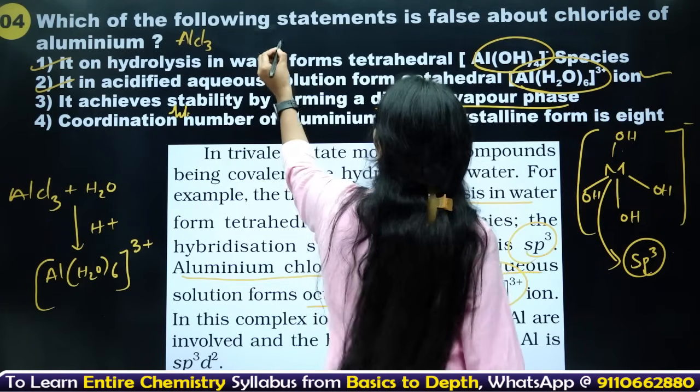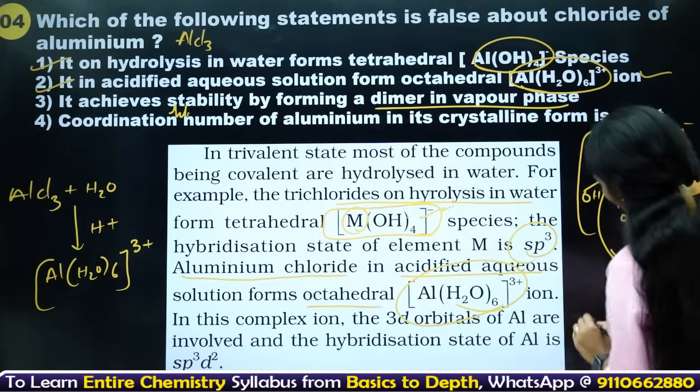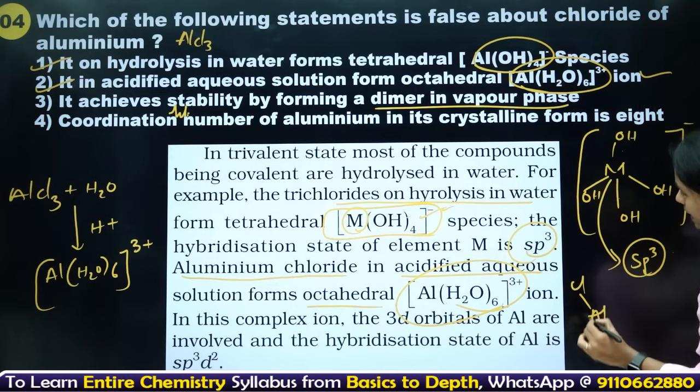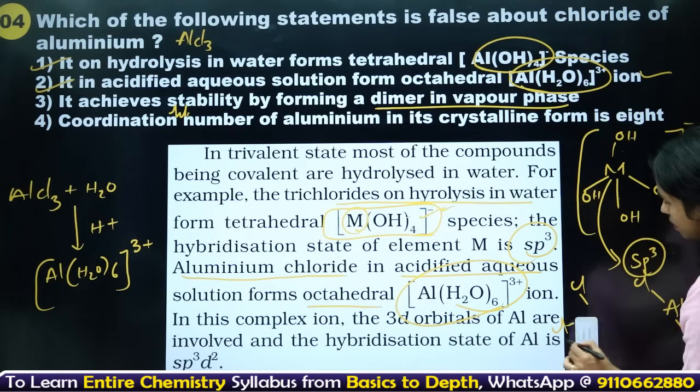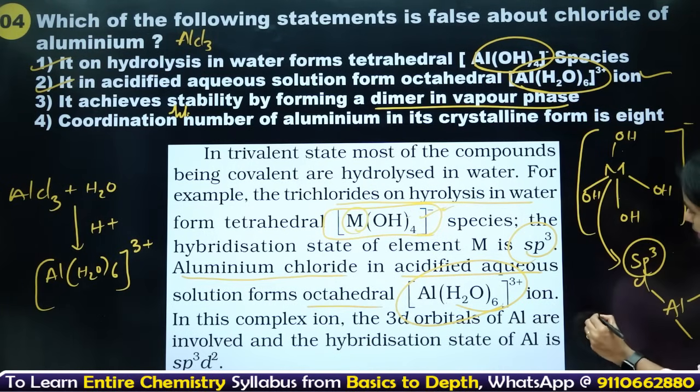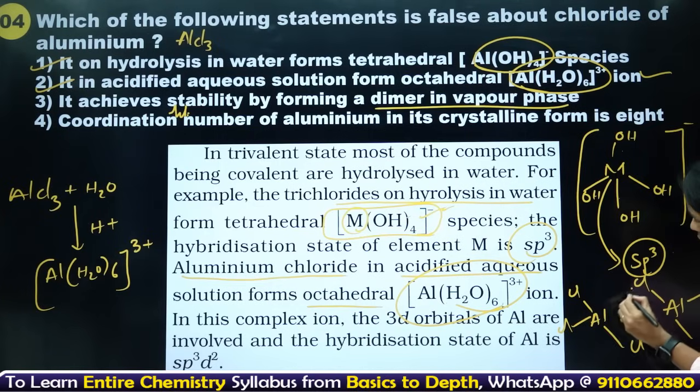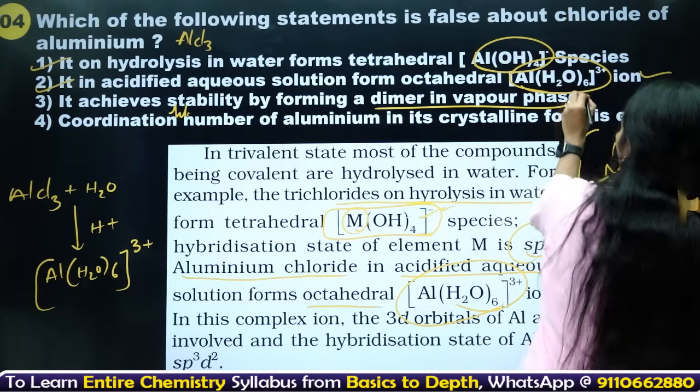So how is the dimer? Dimer is like this. See the dimer? Aluminium AlCl3, another AlCl3. This is Al, Cl, Cl, here one Cl. This donates a pair of electrons to it, and this donates a pair of electrons to it, and forms the Al2Cl6 dimer. So this is also a correct answer.